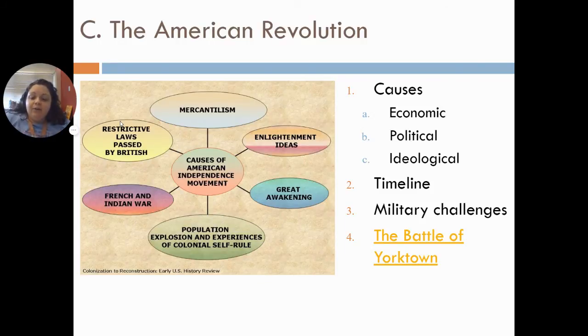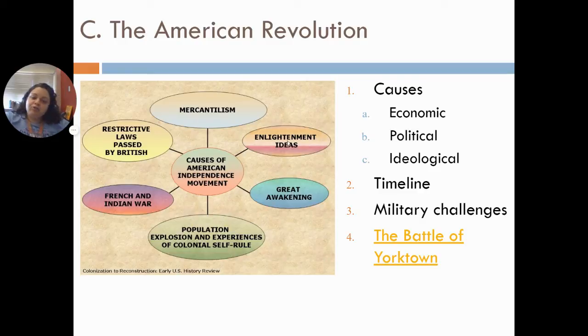As far as political causes, without a doubt, we definitely see this change in political restriction, right? The fact that the Proclamation did not allow the colonists to move west. The French and Indian War is going to force the British to keep imposing a lot of political laws and policies and enforcing them. But then we also see a lot of ideological shifts.